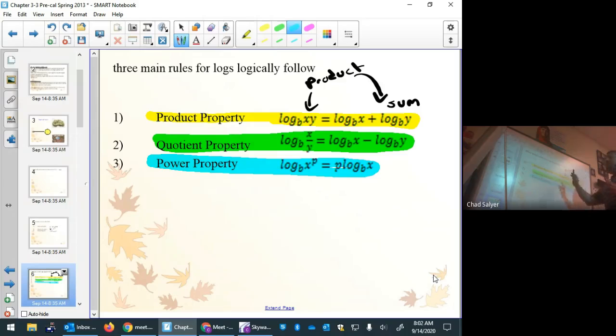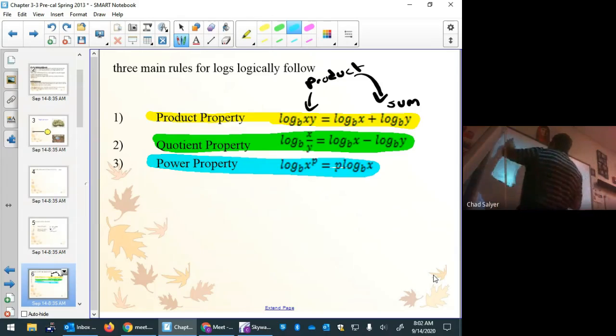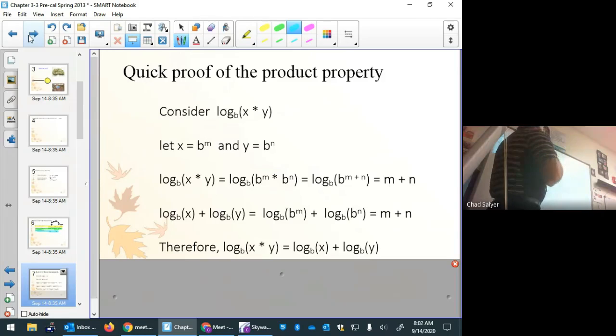Again, the main idea of this section is here. So a quick proof of the product property. You don't have to write this down, just to let you know how those two formulas are related. So consider log base b of x times y. This was the left side of the product property for logarithms.